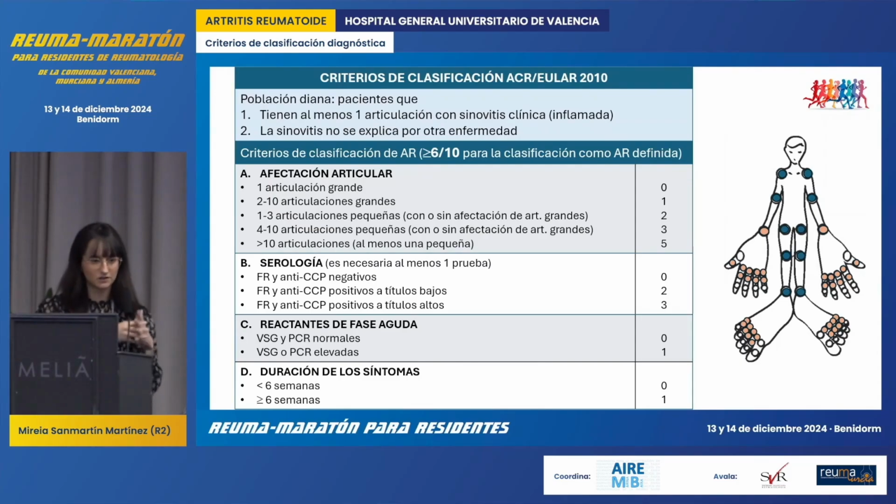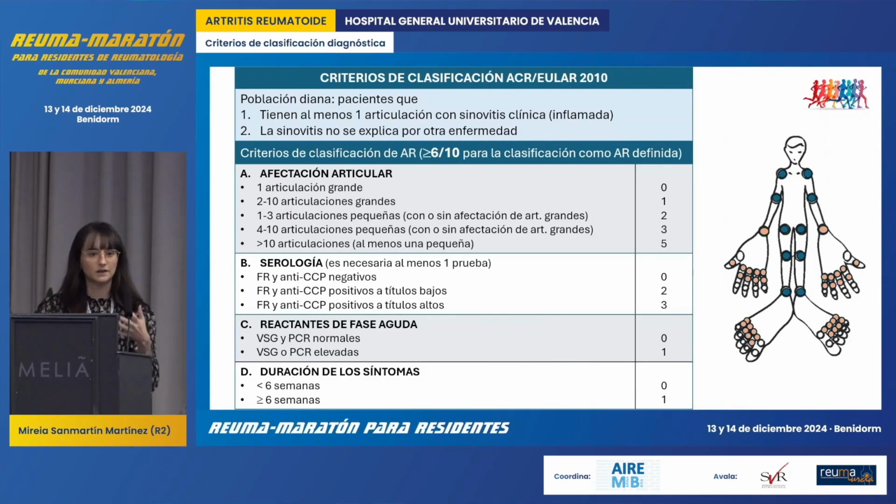On the other hand, in addition to the medical history and physical examination, the criteria are based on a blood test where we will request acute phase reactants, ESR and CRP initially, which will score points if they are elevated, as well as serological criteria involving the rheumatoid factor and anti-CCP. These will score points if they are positive, with higher scores if they are positive at high titers.